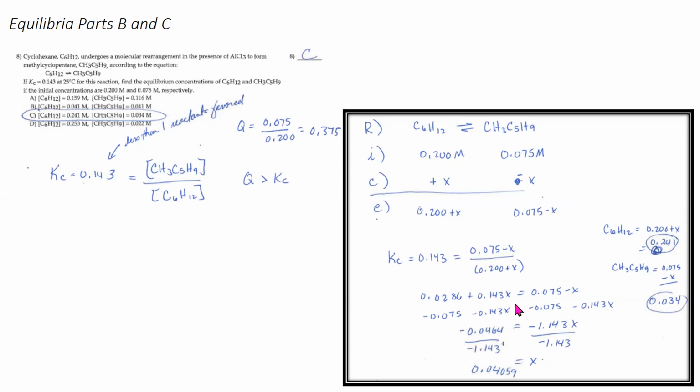Now don't stop just there, because that x is just the change, and they want the equilibrium concentrations. So what I'm going to have to do is plug x into here. So I'm adding x to this side, the 0.2 plus the 0.04, and the 0.075 minus the x to get the 0.034. So this is the concentration of that product at equilibrium, and this is the concentration of our reactant at equilibrium. So I'm matching that up, the 0.241 and the 0.034. So this is how I'm getting C for number 8.